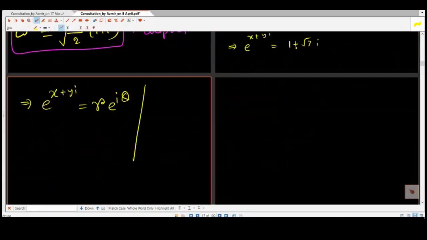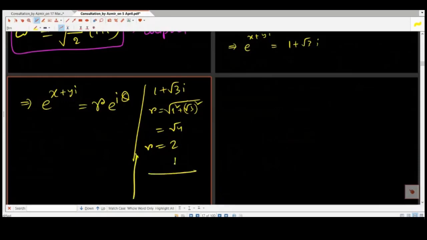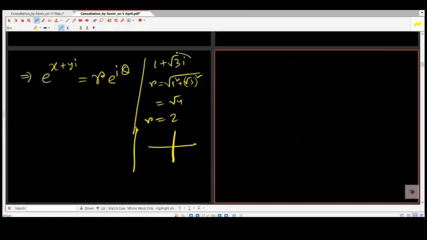So here 1 plus square root of 3i is given. So r will be the square root of x squared plus y squared. That means the square root of 1 squared plus root 3 squared. So we have the square root of 1 plus 3, root over 4. That means 2. R is 2. And let's look at this point. 1 plus square root of 3i is nothing but 1 comma square root of 3. That means it is in the first quadrant.